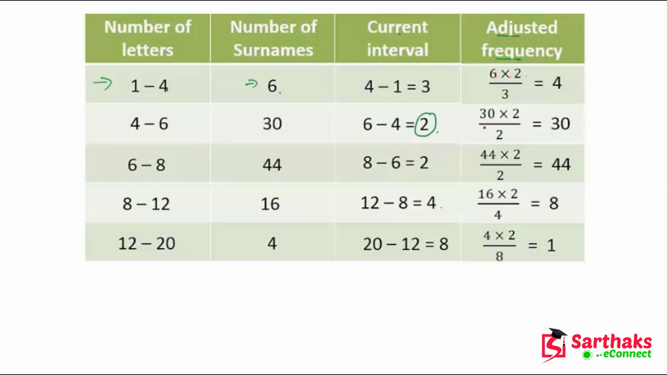So 6 into 2 divided by the current size of interval, which is 3. After solving this, we get 4. Similarly in the second row, the adjusted frequency is 30, the current frequency, into 2, the least class width, divided by the current size of interval, which is 2. After solving this, we get 30. Similarly, here we get 44, 8 and 1. So this is the adjusted frequency.